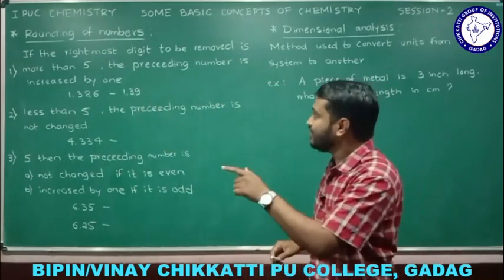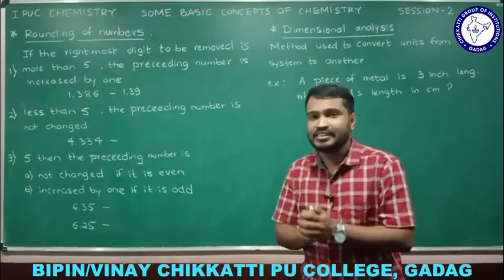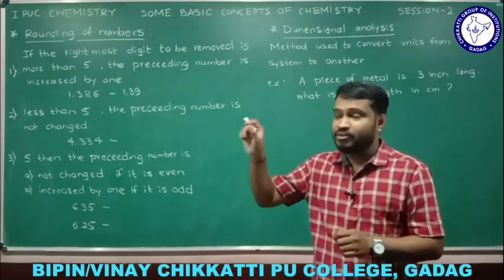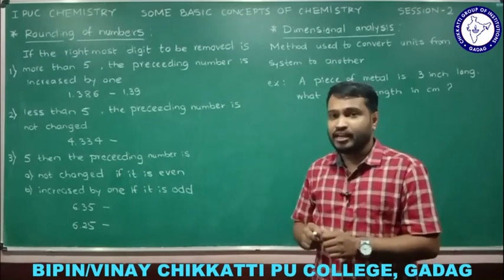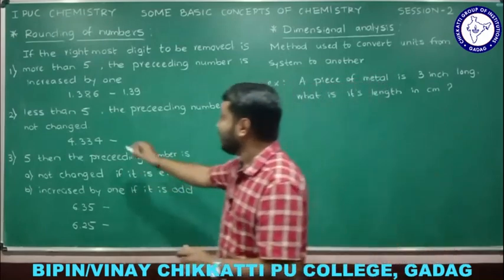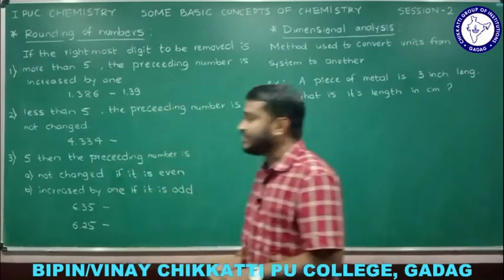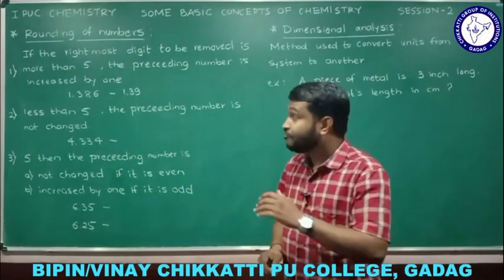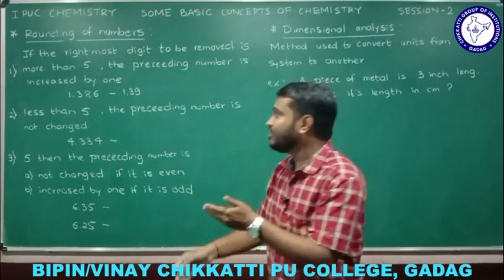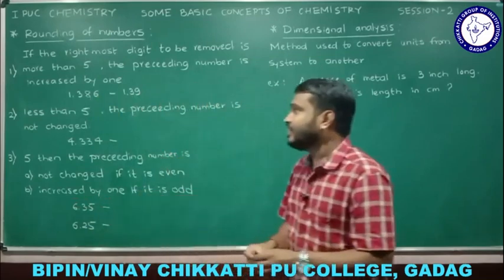If the last digit is more than 5, the preceding number is increased by 1. In simple language, I remove the last number and see it, and if it is greater than 5, then the preceding number has to be increased by 1. Example, see here, 1.386. What is the last digit? The last digit is 6, and 6 is greater than 5. What are you supposed to do? The preceding number has to be increased by 1. The preceding number is 8, and 8 increased by 1 becomes 9. Therefore you get 1.39.